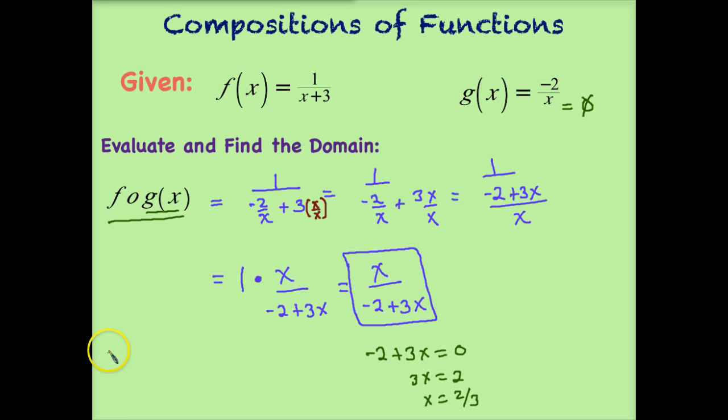So our domain will start with negative infinity. We'll go all the way to 0. Remember, we can't have 0. Then on the other side of 0, we'll go all the way to 2/3. And then on the other side of 2/3, we'll continue on to infinity. This is our domain for this second function.